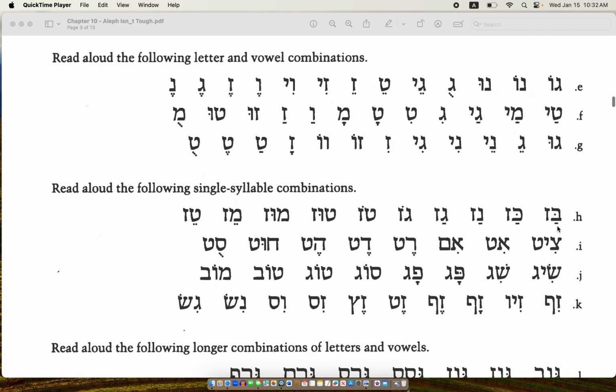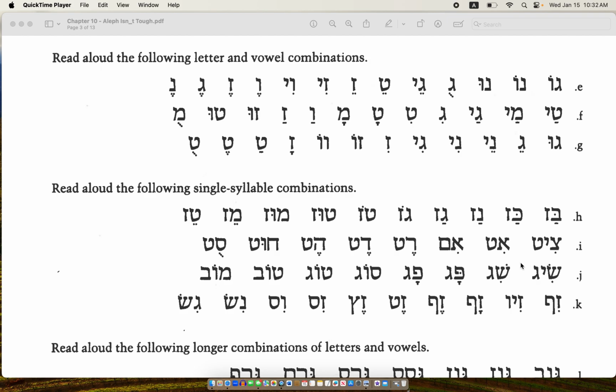Line H. Baz, kaz, naz, gaz, goes, toes, twos, moos, maze, tays.